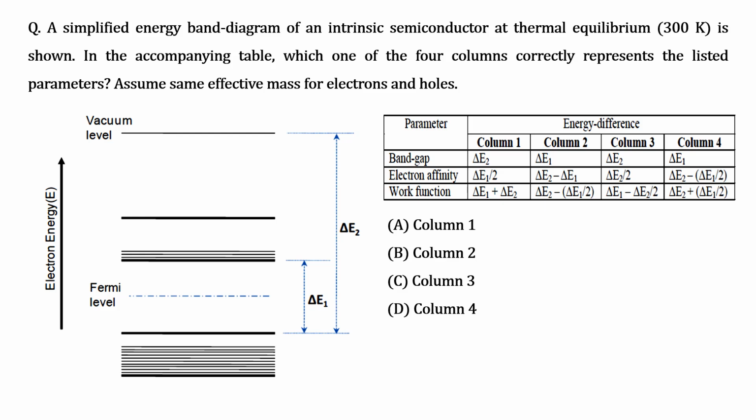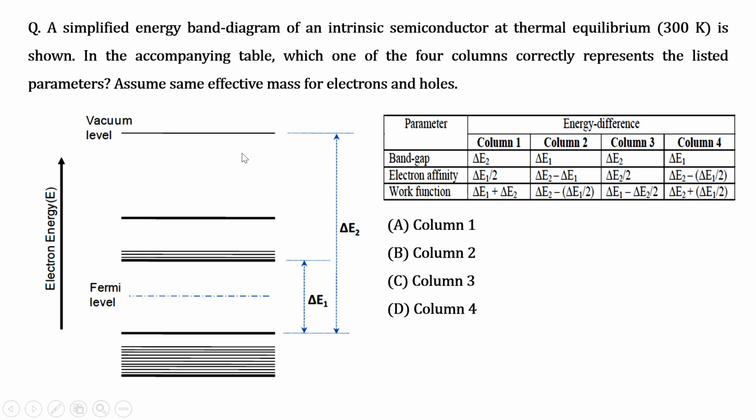A simplified energy band diagram of an intrinsic semiconductor at thermal equilibrium, that is 300 Kelvin, is shown. In the accompanying table, which one of the four columns correctly represents the listed parameters? Assume the same effective mass for electrons and holes.